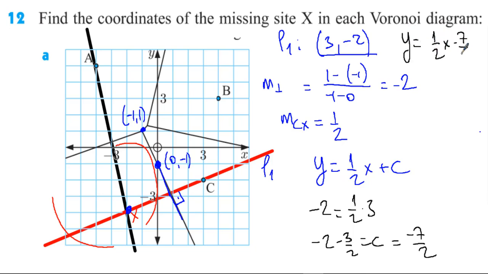As you can see, it kind of takes a long time, but if you have enough practice, the idea is simple. Again, we'll find the second line also, and to find this intersection point, we just need to solve the simultaneous equations.